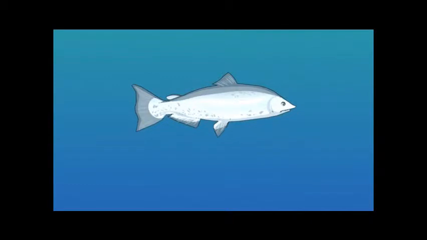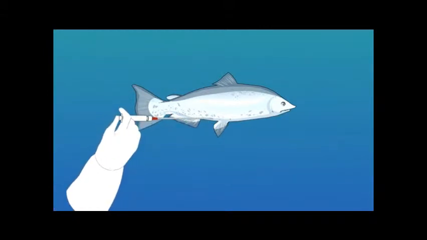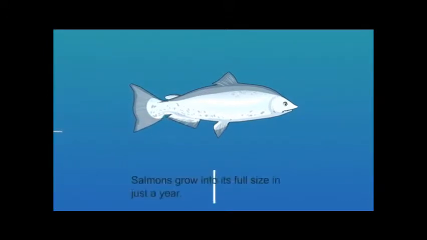Can you see the salmon? Generally, salmon reach its full size in 2 to 3 years. However, with the help of a growth hormone injection which is derived from Escherichia coli, the salmon grows faster. Administered salmon will reach the ideal harvest size in just a year.